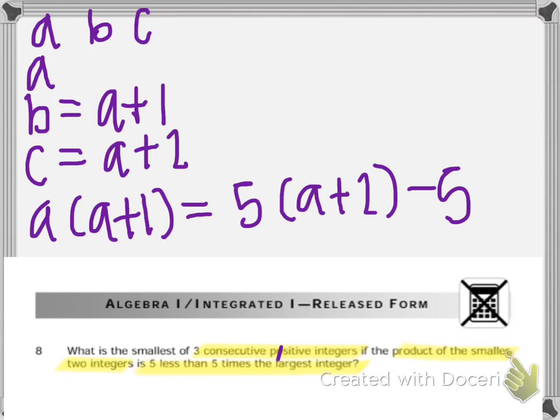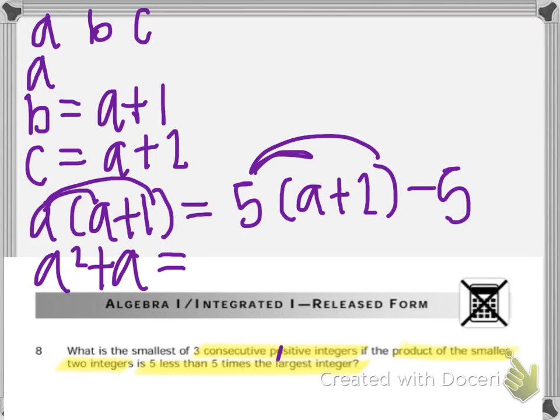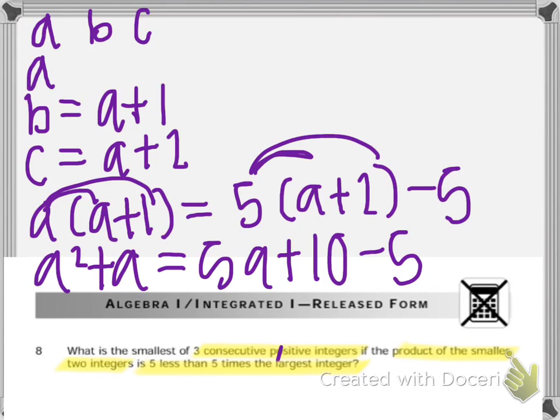So to FOIL, you're going to do A times A and A times 1. That's going to equal A squared plus A. Then we're going to FOIL the other side. 5 times A and 5 times 2. So it's 5A plus 10. Then minus 5 at the end. Okay? So now that we have that there, we have to combine like terms.